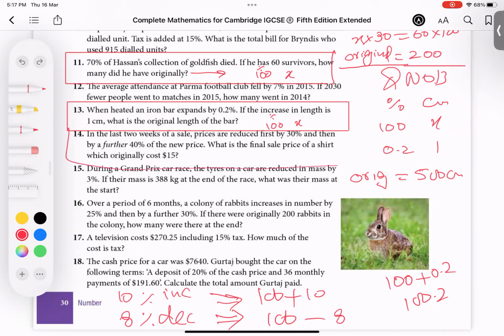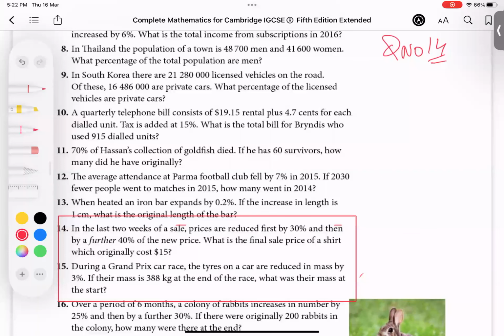Okay, now try number 14, and then inshallah I will go for, sorry, 2 questions, try please. 14 and 15. And then inshallah, maybe after these 2 questions, you get a better picture. Yes, student, you took a reasonable time. I'm starting number 14 here. Bismillah ar-Rahman ar-Rahim. In the last 2 weeks of the sale, the price was reduced by 30% first, and then a further 40% of the new price. Very interesting.